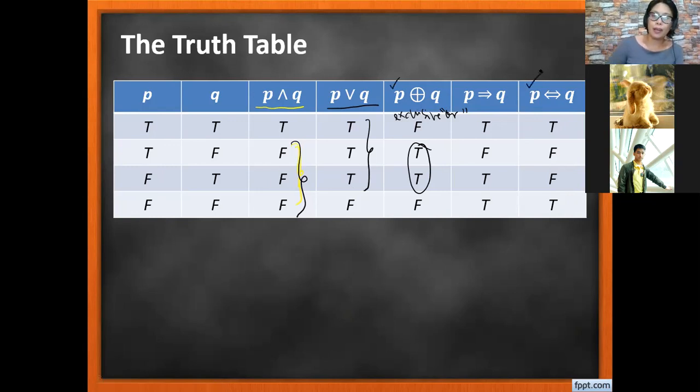So our next thing that we're going to do is we will set aside that truth table and then we will go back to that next meeting. For now, we're going to construct compound propositions using the connectives. So ganun muna yung gagawin natin for now.